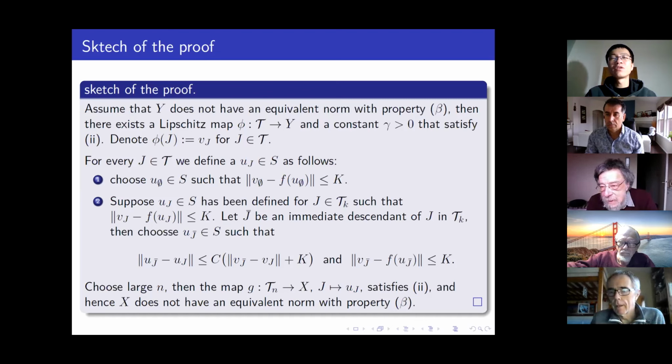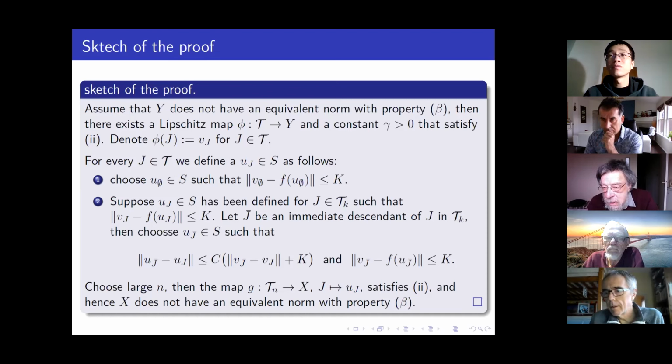You cannot embed a tree into a quasi-reflexive space, I read the paper before, with Szlenk index omega, where the dual has Szlenk index omega. So that makes your result even more interesting. You need to go to a partial embedding.